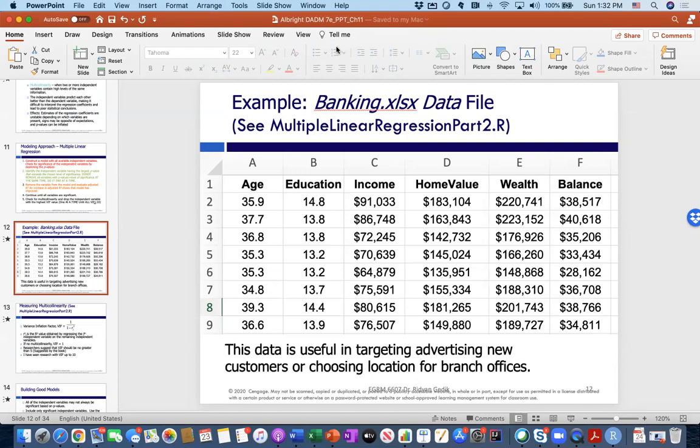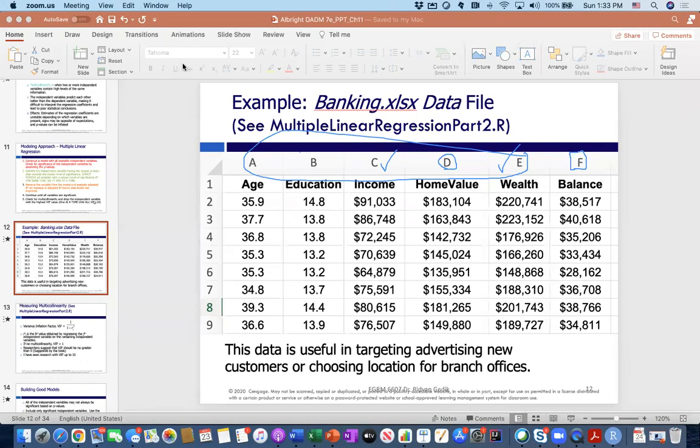So you immediately realize that there might be some independent variables here that are correlated, right? Income, wealth, and maybe home value might be correlated because they are all representing literally the wealth of a family or person living in that neighborhood. So let's see whether we can actually use all these A, B, C, D, E columns as independent variables, and try to predict the balance column. All right, let's go to R.